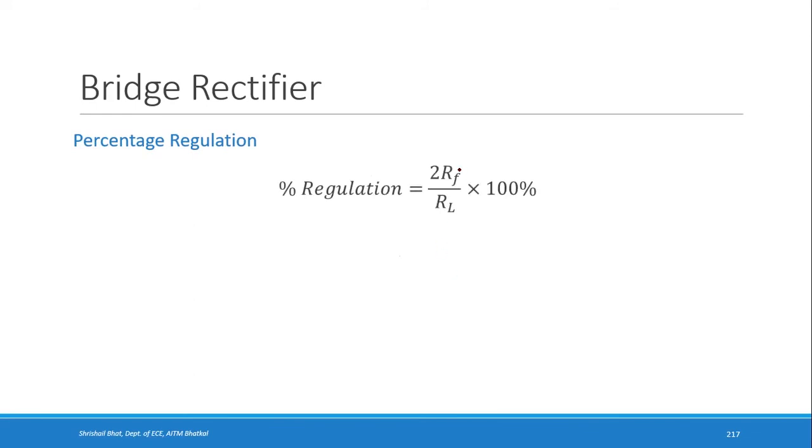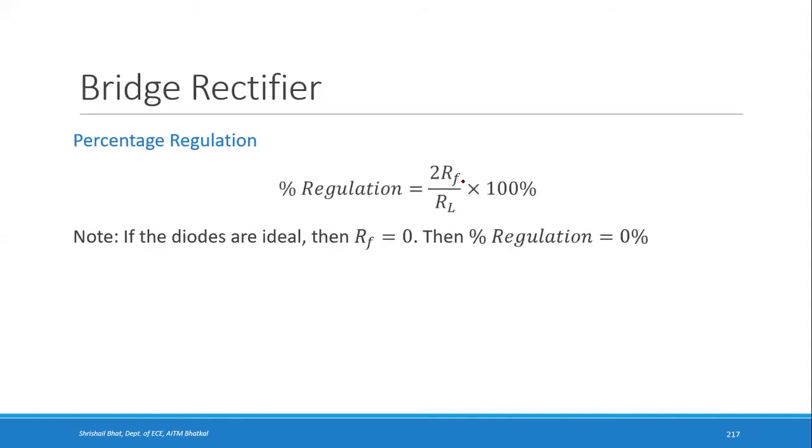Because as I said, wherever there is RF, just make it 2 RF, and you'll get the equations for the bridge rectifier. You can derive this and try, you'll get it like this, okay? You can take it as an assignment and try to derive all these parameters for the bridge rectifier, following the same thing we had seen. Again, in an ideal case, if the diodes are ideal, RF is 0, so percentage regulation is 0 ideally.